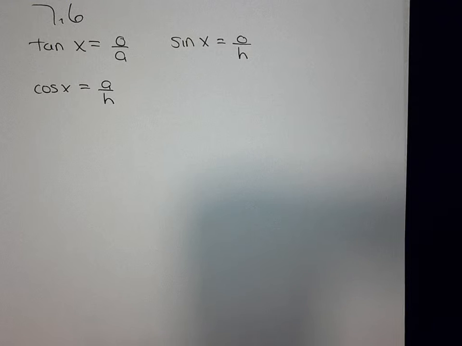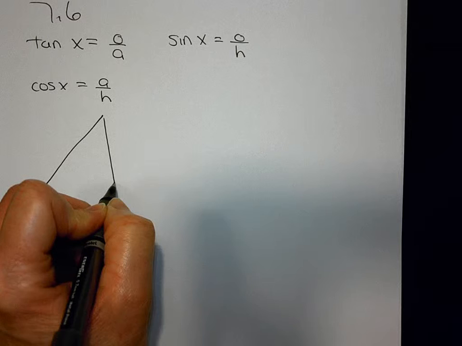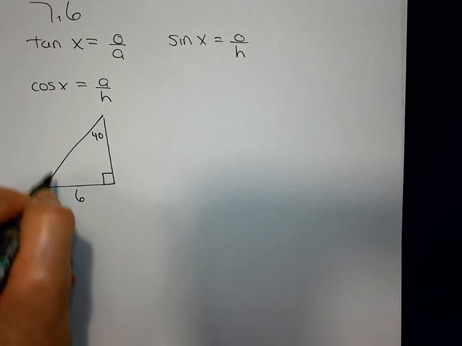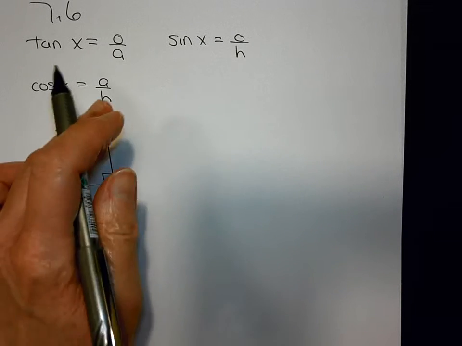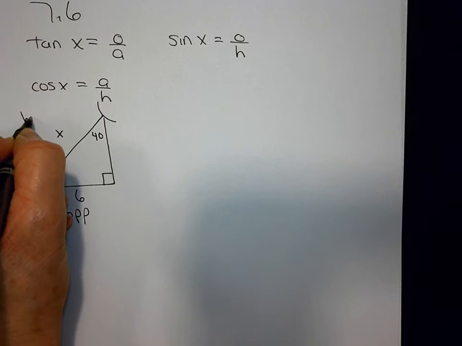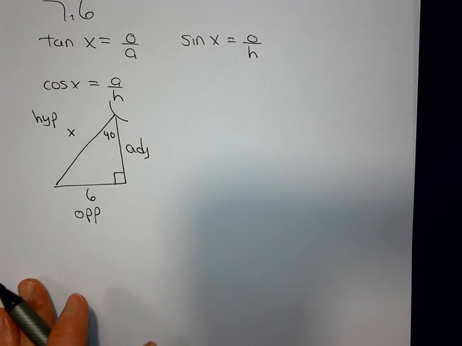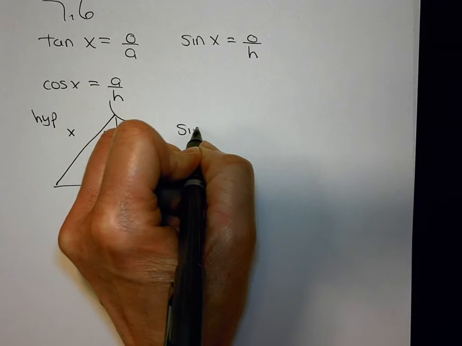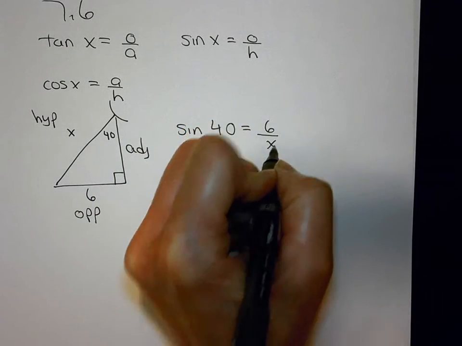So for example, let's do a sine first. So we have a picture. Okay, we have a 40-degree angle, a 6, and an x. Okay, so the first thing we do is stand on the angle and we label opposite the 40 is the 6, opposite the right angle is the hypotenuse, and this would be the adjacent, but we don't know anything about that. Okay, so we have opposite and hypotenuse, and we do know the angle. So sine of 40 is going to equal 6 over x.